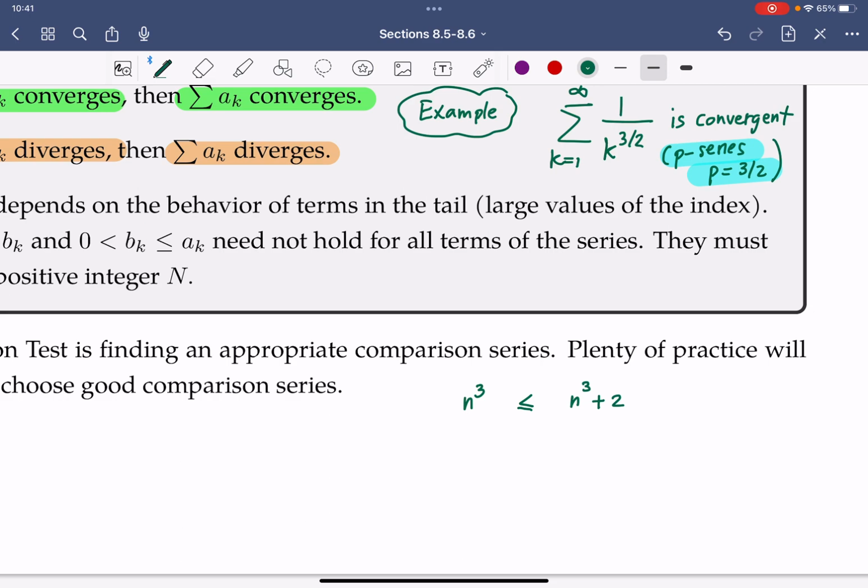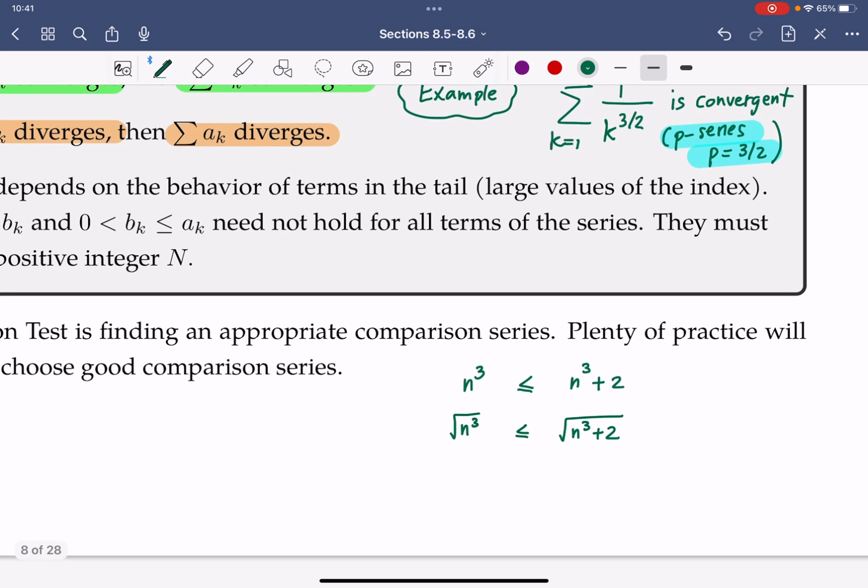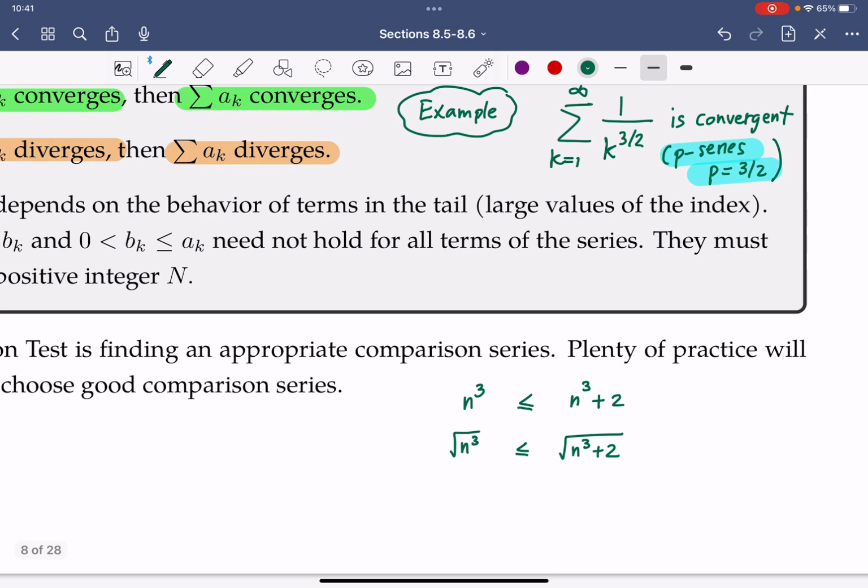n cube plus 2 is going to be the bigger one, because you have plus 2 on the right hand side. And if you take the square root, it's going to be the same. So square root of n cube and square root of n cube plus 2, this inequality holds. And then if you cross multiply, you get 1 over square root of n cube plus 2 less than 1 over square root of n cube. Does it make sense? You just cross multiply it.